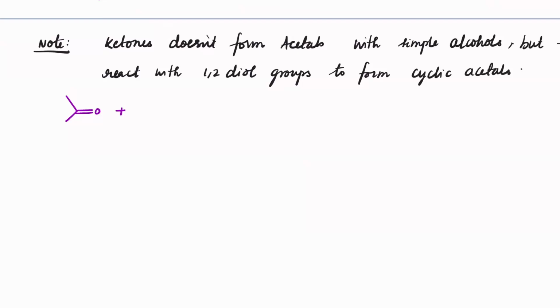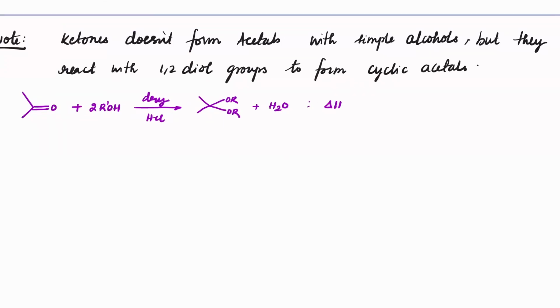Ketones are generally less reactive than aldehydes. On top of that, if you take 2 moles of some alcohol in the presence of dry HCl, what do we expect to happen? We will get this as OR and OR. This is the product you will get plus H2O. Now, I want you to understand that the delta H in this case is quite less, not a very differential form, or I can say delta H is a very less negative value.